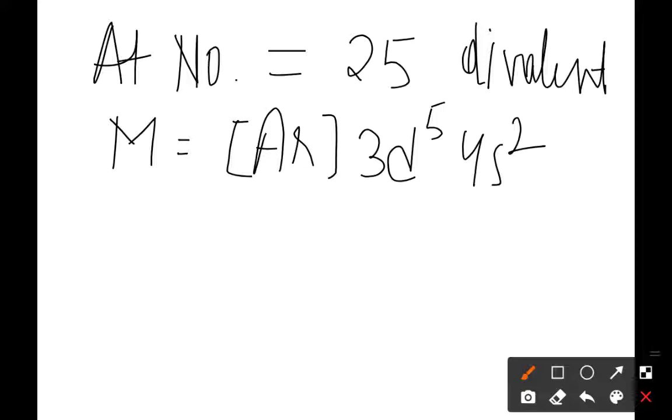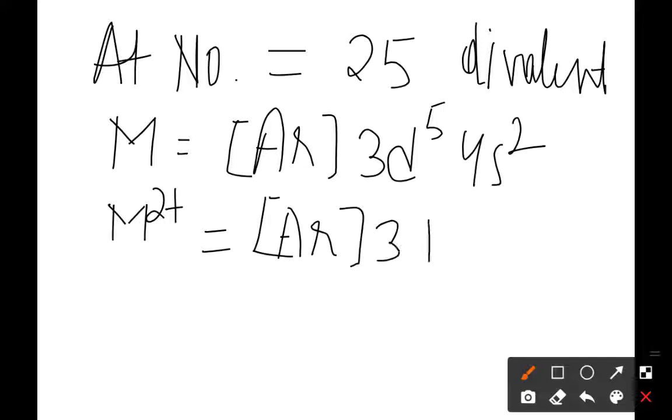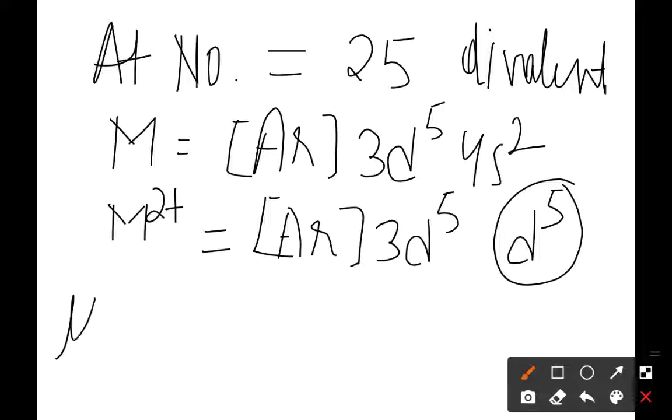Now suppose if M changes into M2 plus, then only it will form a divalent ion. Now the configuration will be what? Ar 3d5. Now the number of unpaired electrons will be how much? It will be 5. Since it is 3d5, the number of unpaired electrons will be 5. Now if we substitute this value in the formula, mu will be equal to under root 5 plus 2.